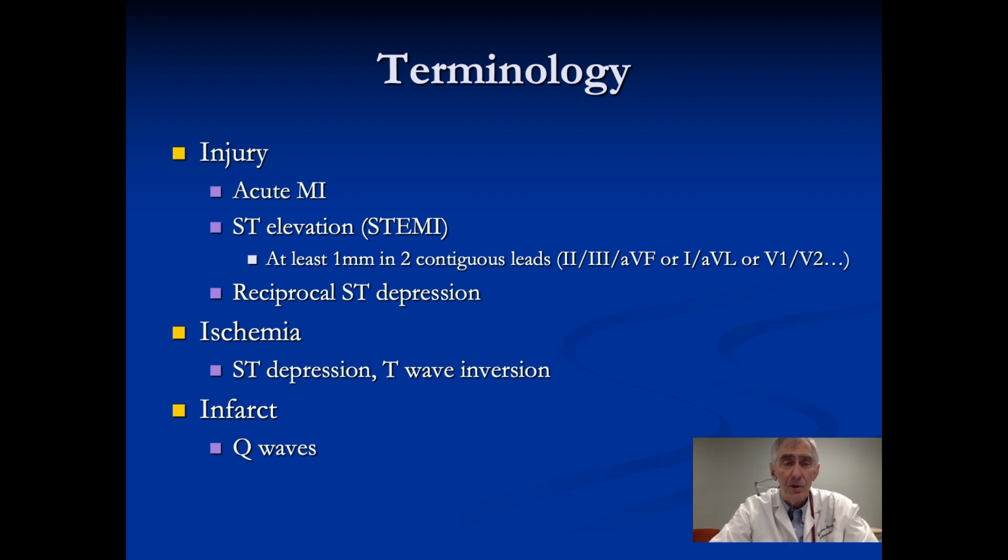Now, you're going to hear the term ischemia, and that usually implies ST segment depression or T-wave inversion. And these can be dynamic ST changes. So you will hear terms like non-ST elevation MI, in which you have enzyme damage in the blood levels or cardiac biomarkers, and yet you have dynamic ST changes in T-wave inversion or things like that.